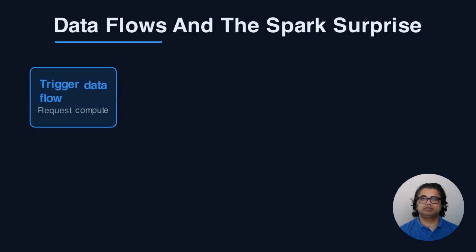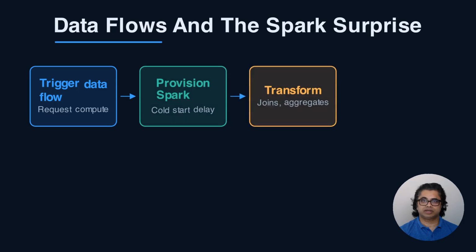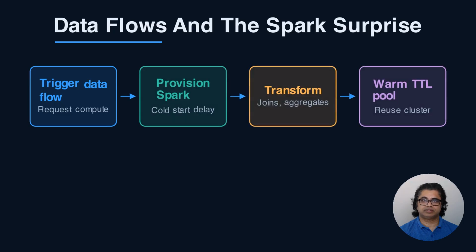When you need real transformations, joins, aggregates, derived columns without writing code, you use mapping data flows. The thing to understand, each data flow runs on a managed Apache Spark cluster that ADF provisions for you. That cluster has a cold start, historically several minutes, unless you keep a warm time to live pool running. So a tiny transformation can sit idle waiting for Spark to spin up. The practical advice is to batch your transformations into fewer data flows, set a sensible time to live when running many in sequence. And for simple column mapping, prefer the copy activity, which never touches Spark.